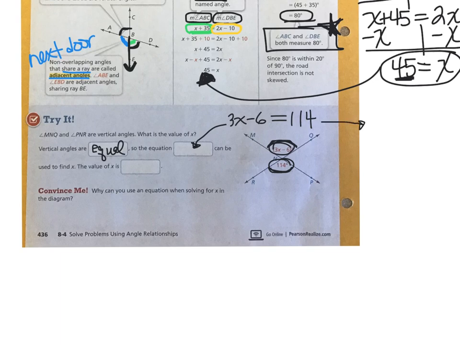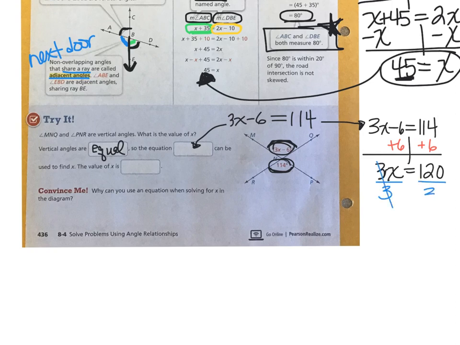Now we need to find the value of x. So let's do that over here. 3x minus 6 equals 114. So this is a two-step equation. I need to first add 6 to both sides. And we get 3x equals 120. Oops, I'm having trouble writing. Let me try that again. There we go. Now I need to divide both sides by 3 to get the value of x.